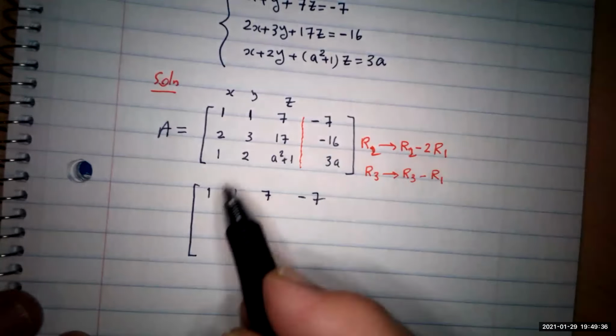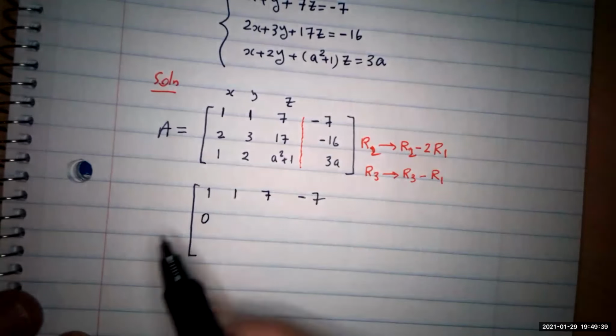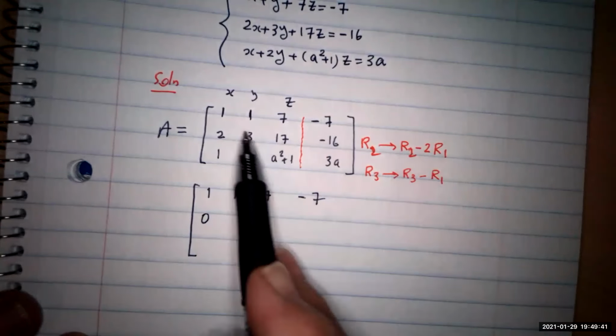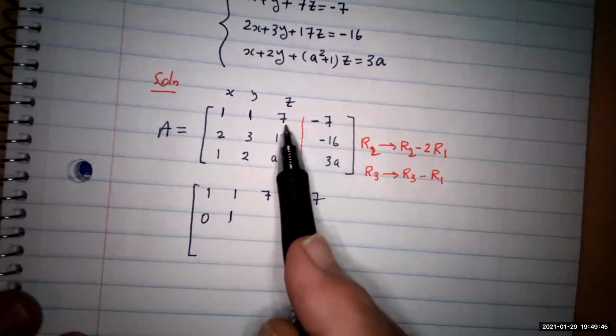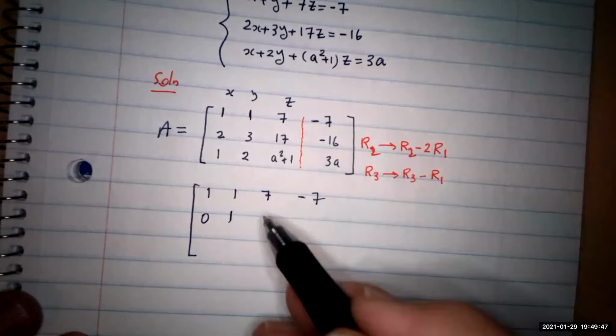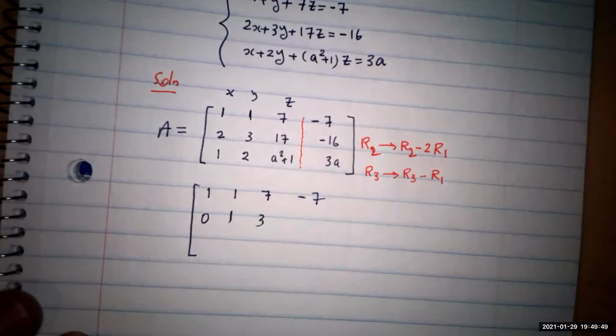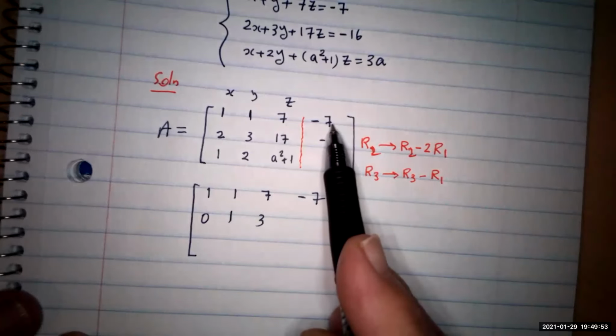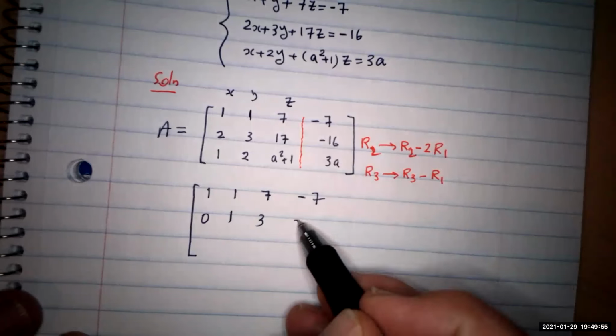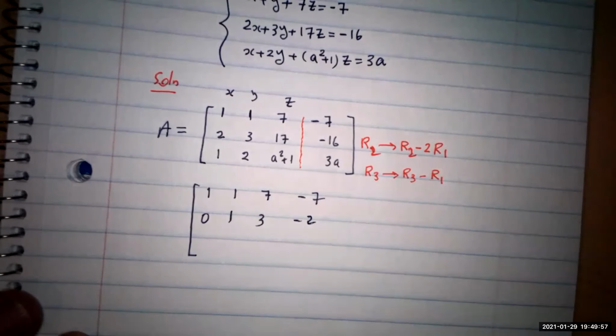R2 minus 2R1. So let's make this one into the 0. 3 minus 2 is going to be 1. 2R1 gives a negative 14, make it into the 3. And minus 2R1 gives a positive 14, and it's going to be a negative 2. That's it.